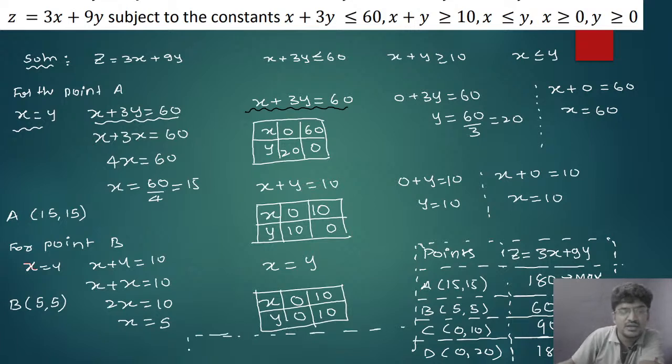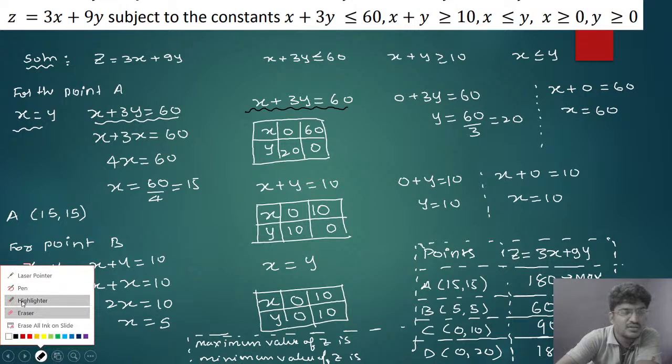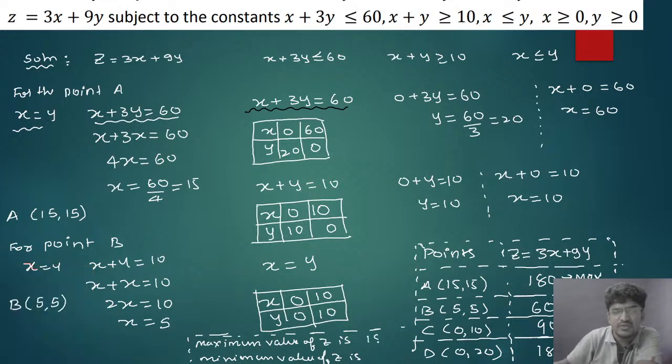That is, the maximum value of Z is 180. Minimum value of Z is 60. Like this, you have to solve.